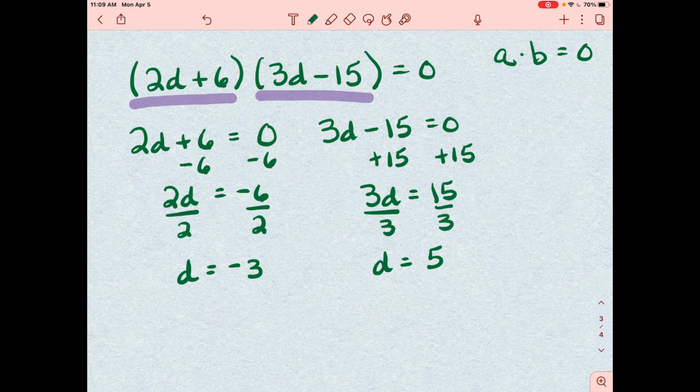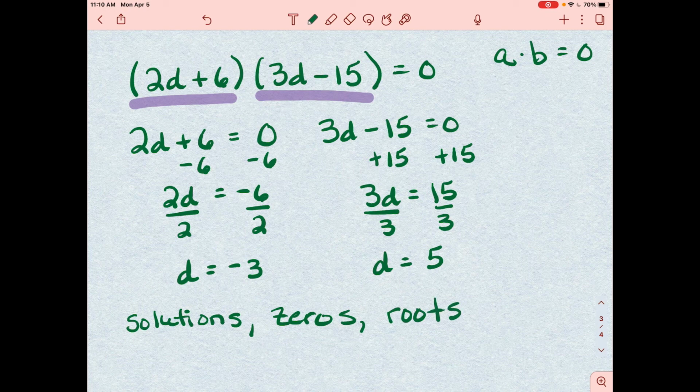There's another word for this. We call these solutions. We call them zeros because we solve them equal to 0. We also call them roots, and we're going to talk about why that is soon. But let's just get all of these words down here for now. And we're going to uncover why they are solution, zero, root in future lessons.